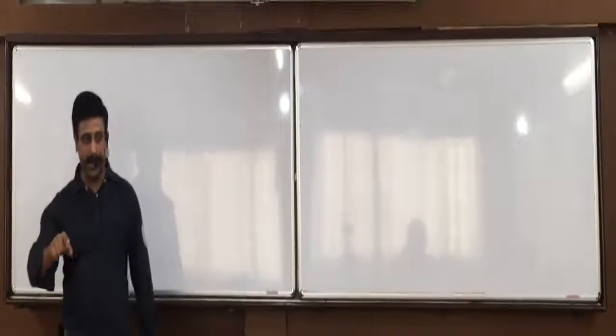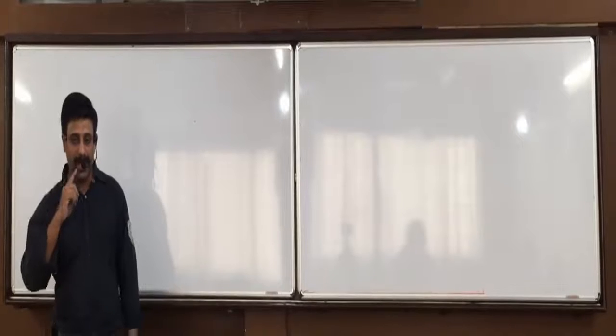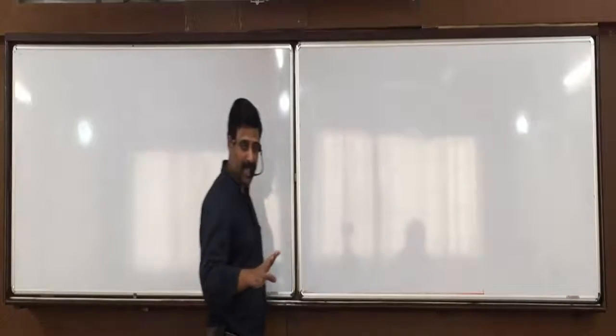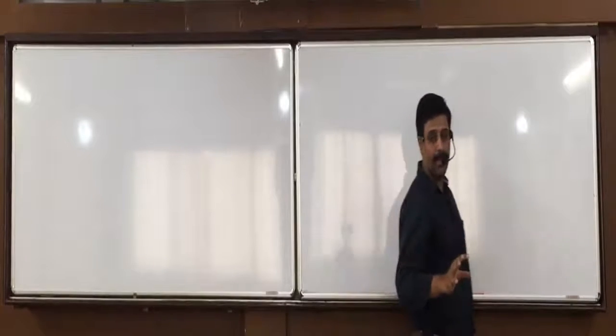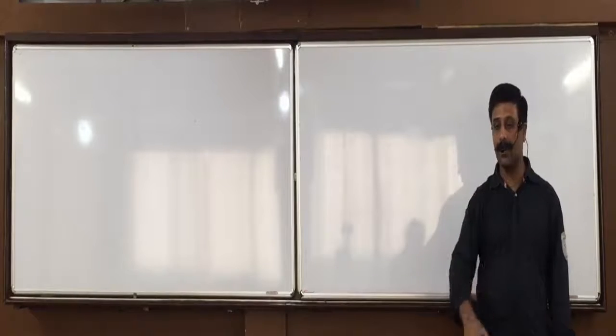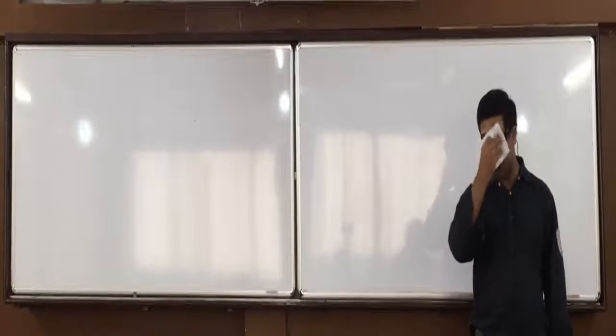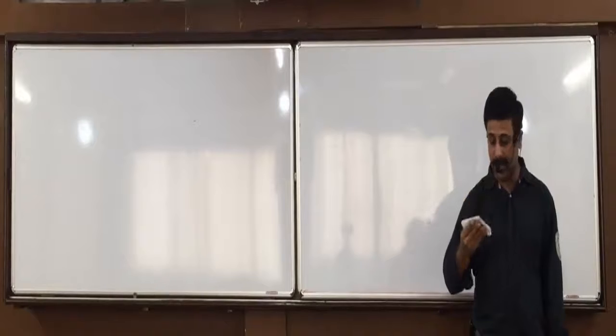We are going to study 4 different methods of goodwill. One is the average profits method, that we have already done. Then 3 more are there: super profits, capitalization of profits, and annuity method, right?